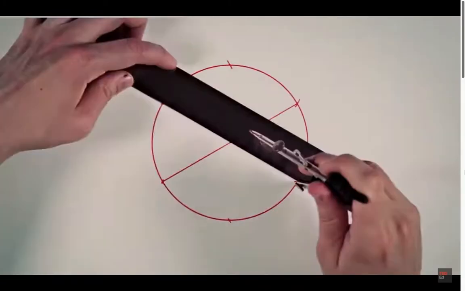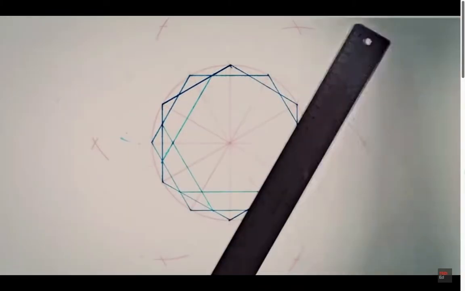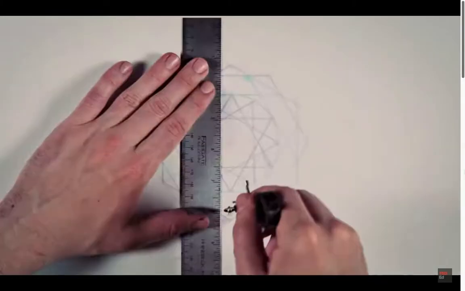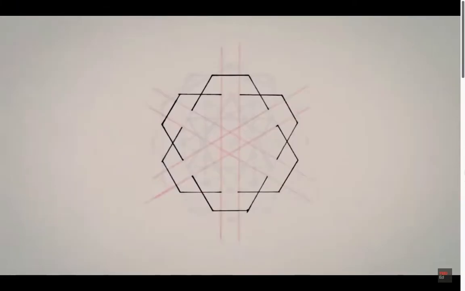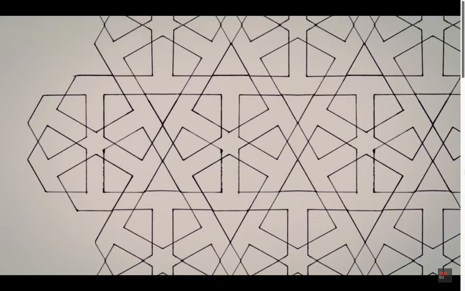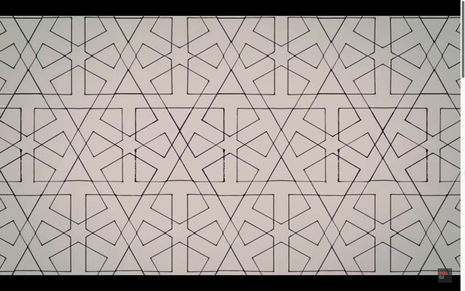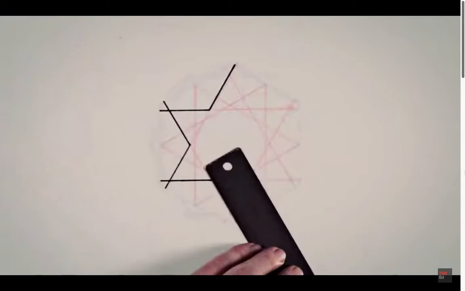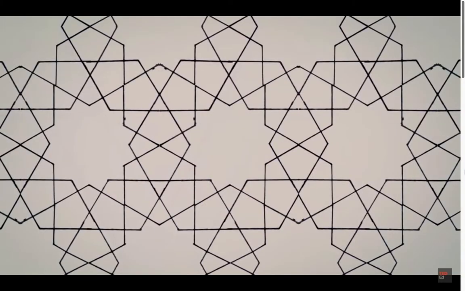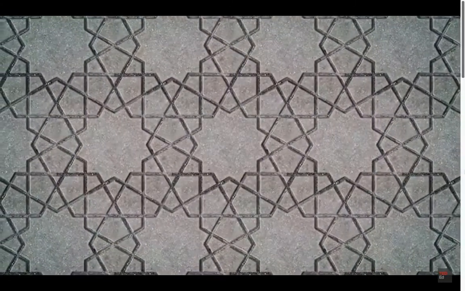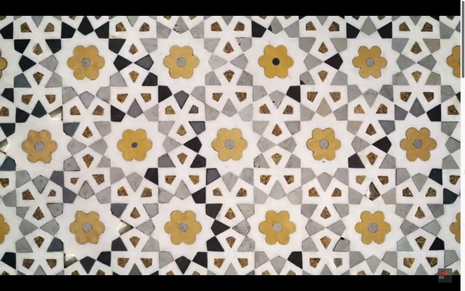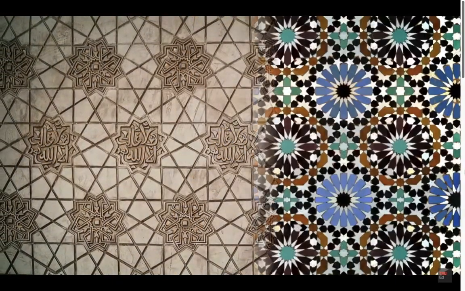We can follow the same steps to create 6-fold patterns. By drawing construction lines over a circle divided into 6 parts, and then tessellating it, we can make something like this. Here's another 6-fold pattern that has appeared across the centuries and all over the Islamic world, including Marrakesh, Agra, Konya, and the Alhambra. 4-fold patterns fit in a square grid, and 6-fold patterns in a hexagonal grid.